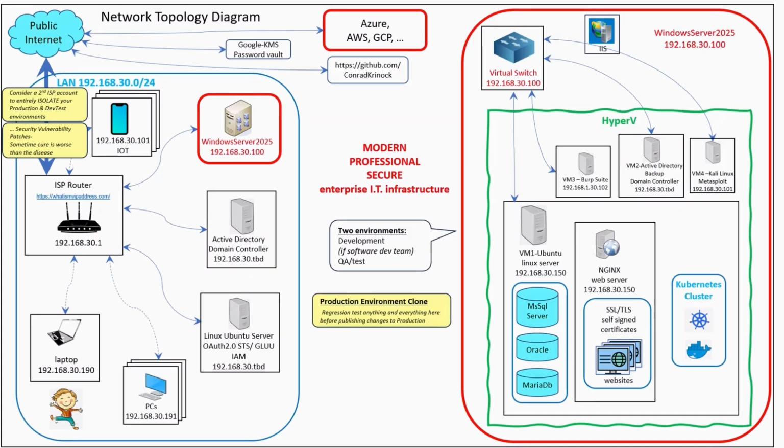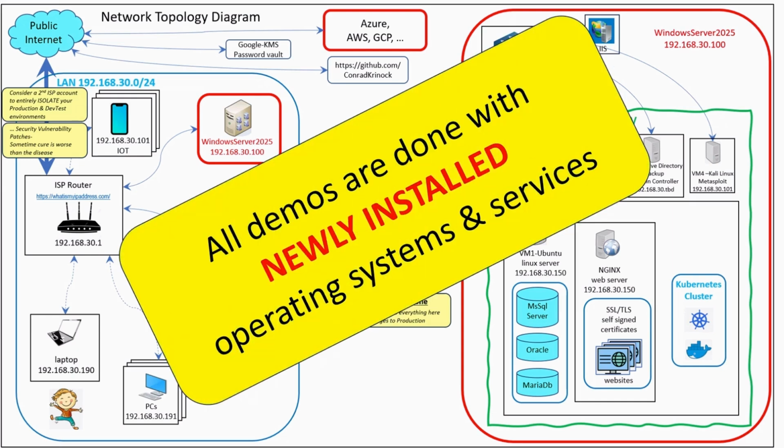This is the network topology diagram of all that we're going to be building. All demos in this series are going to be done with newly installed operating systems and services. This is important because if an existing software infrastructure is used for a demo, we're virtually certain to miss critical steps, because those critical steps might have been done weeks, months, or even years ago and entirely forgotten. So we will not forget any critical steps by virtue of using newly installed operating systems and services.